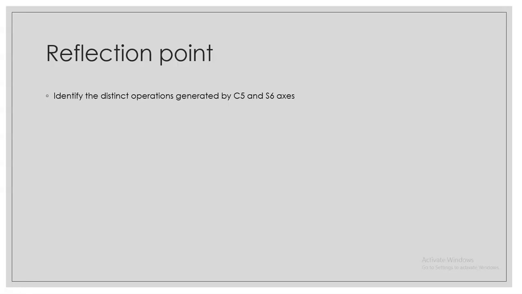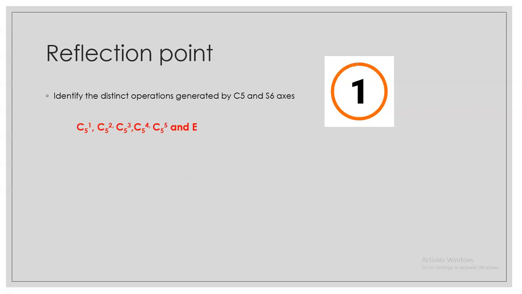We will see it. Now before that, we will just look into this reflection point and we will try to identify the distinct operations generated by the C5 and S6 axis. So you can just work it out in the notebook and you can look into the answers, and C5 is able to generate C5-1, C5-2, C5-3, C5-4 and C5-5, that is equal to E. So on the whole, here there should be an equal to sign, and on the whole there are 5 operations.